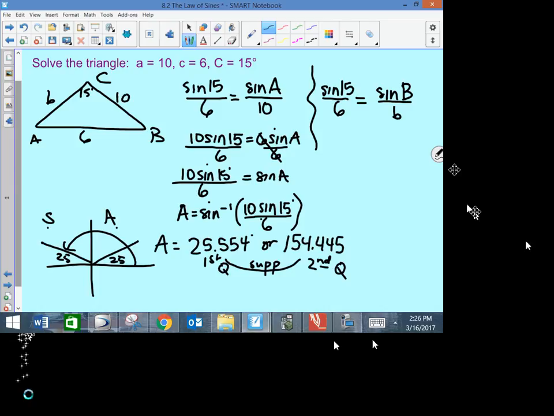Okay, so I'm going to try the 25. Let's actually try the bigger one first, and then we'll know if it works or not. We know the smaller one's going to work. It's the bigger one that is the question mark. 154.445. Find that missing A and see if it works. You'll know what I mean here in a minute.